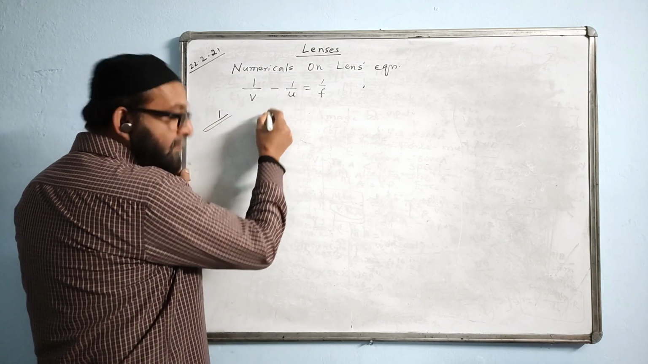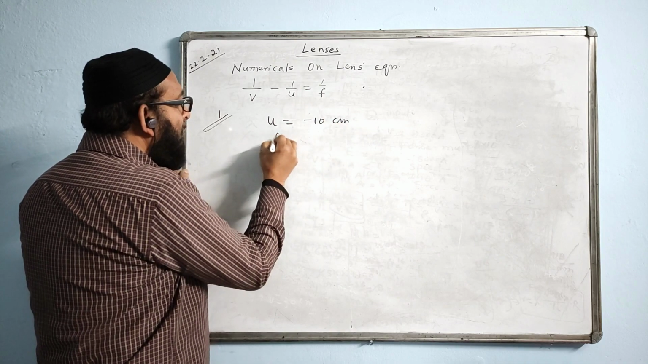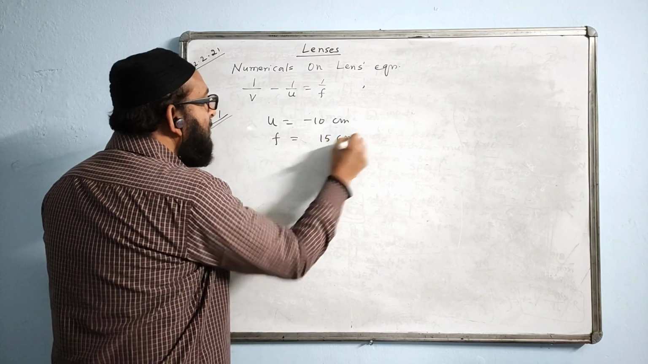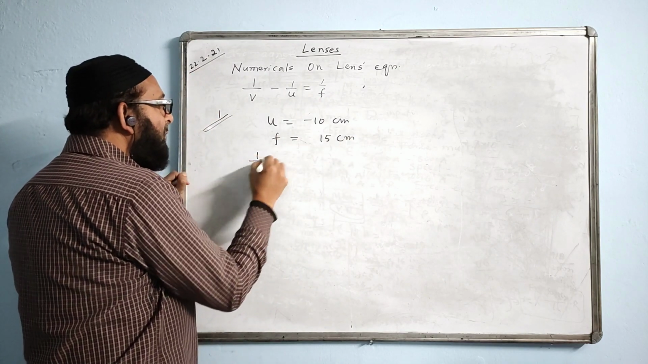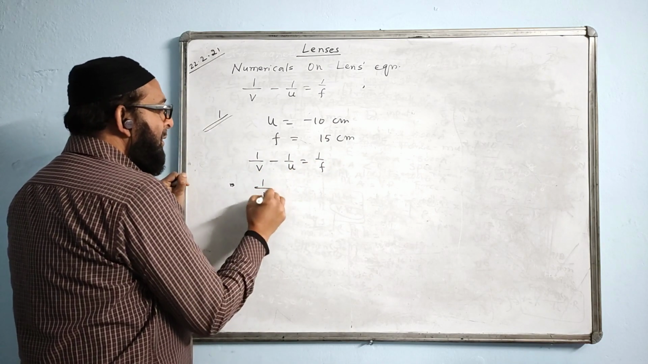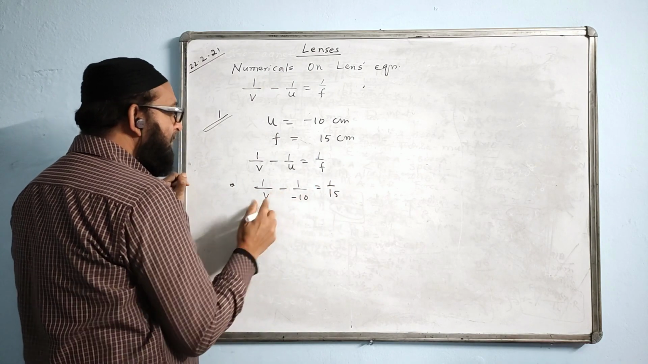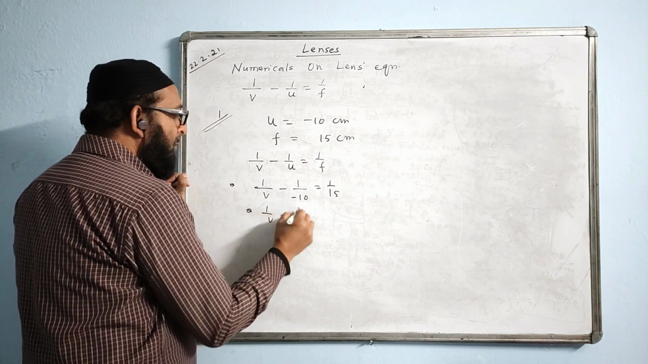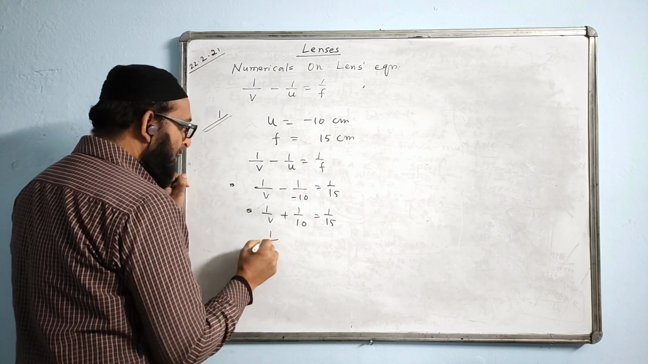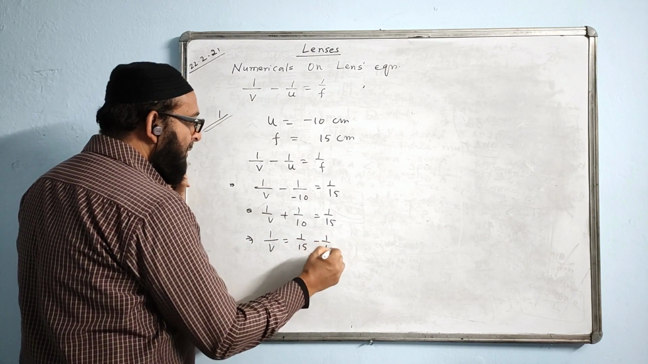First of all, we'll write the U value is given as minus 10 centimeter. Focal length given is 15 centimeter, that is positive because it is convex. I use the formula 1 by V minus 1 by U equal to 1 by F, and now I calculate. U value is minus 10, F value is 15, so minus will become plus. We get 1 by V plus 1 by 10 is equal to 1 by 15, now this will go to the other side: 1 by V is equal to 1 by 15 minus 1 by 10.